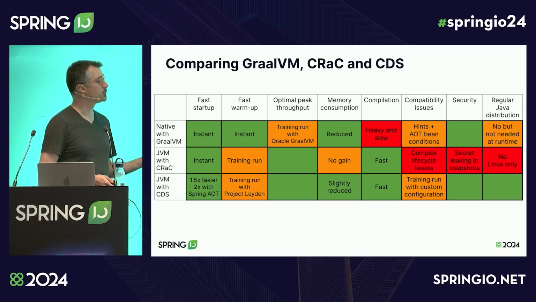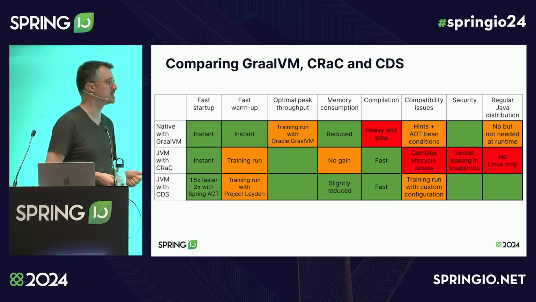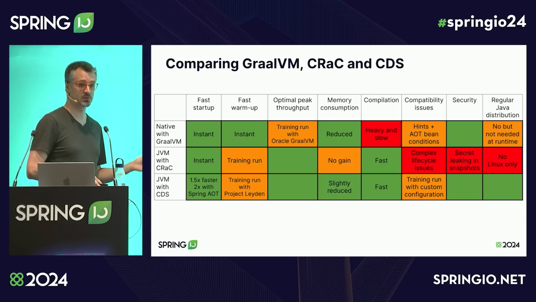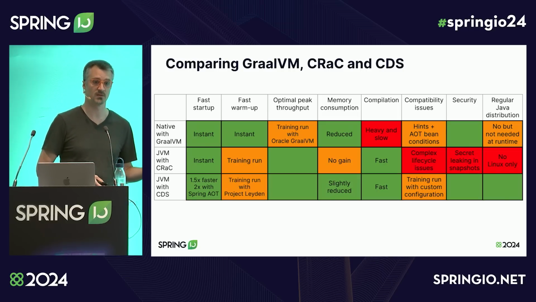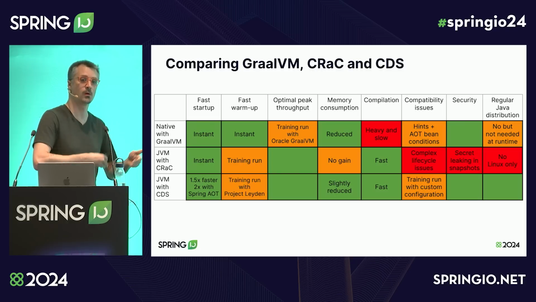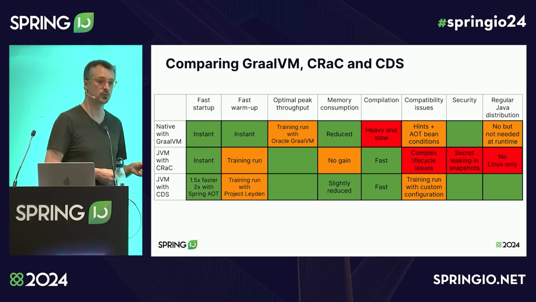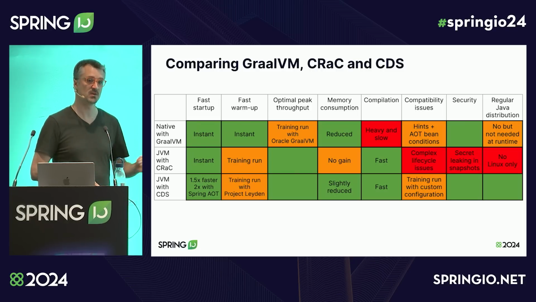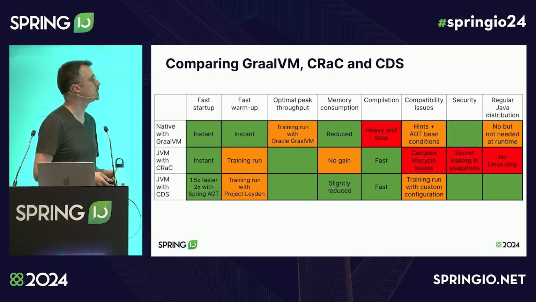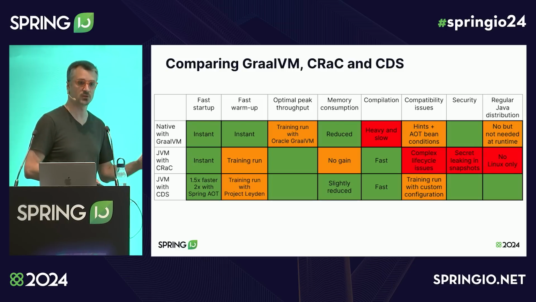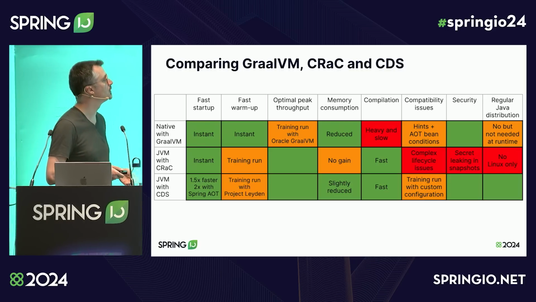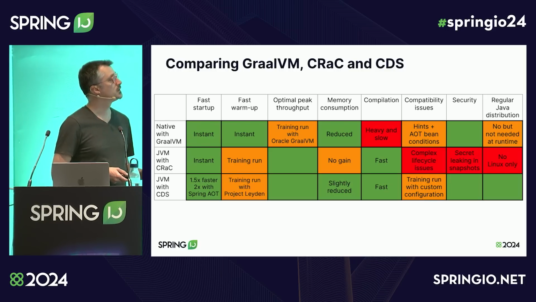So instant startup, a few milliseconds, super fast startup. Fast warmup, because you directly get peak performance. You don't have any warmup because you spend more time during the build time. You don't have any JIT, so you get immediate peak performance. So it's a good fit for scaling to 0 and shutting down your instance when it's not used. Optimal peak throughput, so it's important.